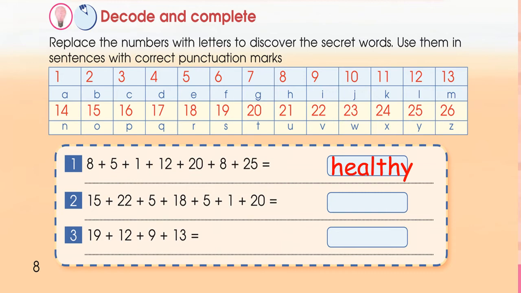Okay? Number 2: 15 plus 22 plus 5 plus 18 plus 5 plus 1 plus 20 equal overeat. Overeat. Okay? Number 3: 19 plus 12 plus 9 plus 13 equal slim. So we are going to collect the letters from these numbers to build a word. Okay?